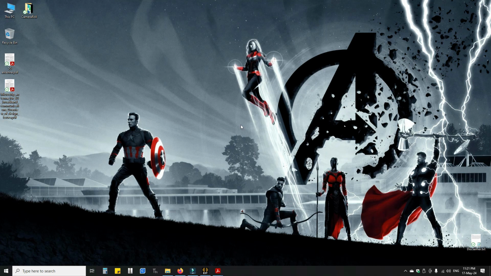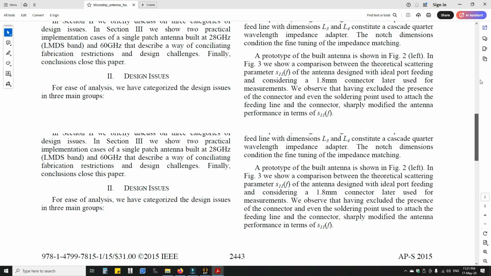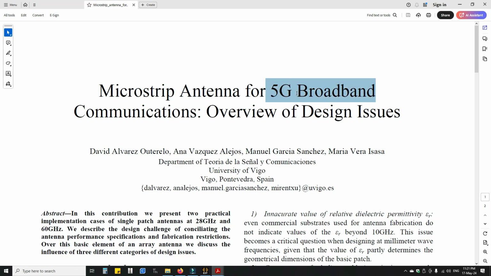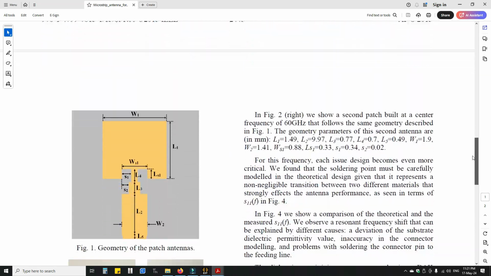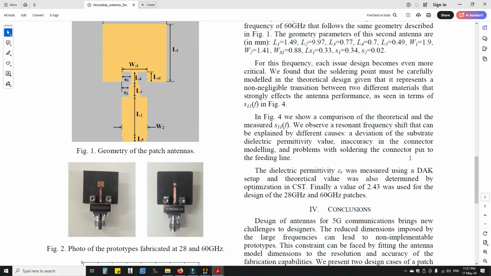Today I'm going to show how to design an antenna, probably a microstrip patch antenna, on HFSS. Now, we call this Ansys Electronics Desktop. I'm going to choose a 5G broadband antenna. If you see the structure of the antenna, here's the structure.